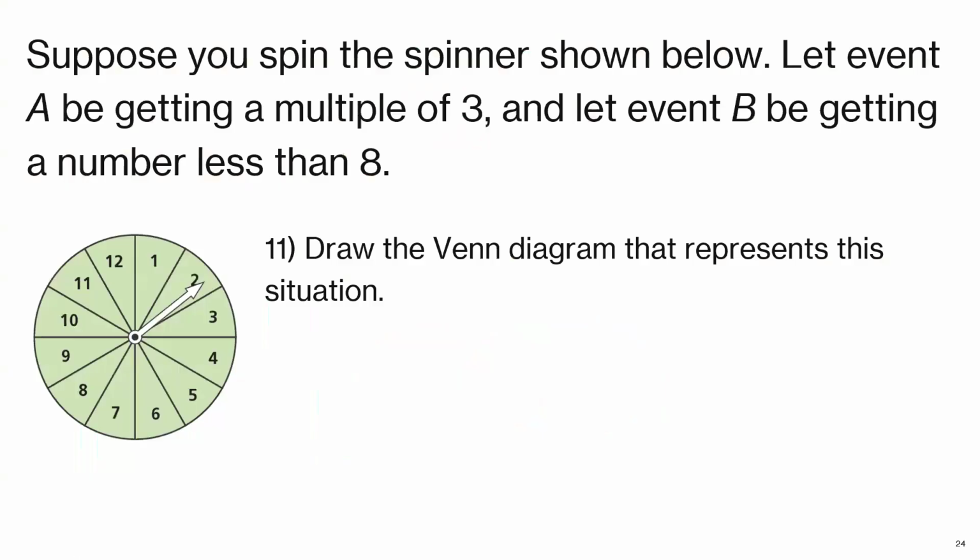So suppose you spin the spinner below, still the 1 through 12 is the same spin as before. Event A is getting a multiple of 3, and event B is getting a number less than 8. So we're going to draw this Venn diagram. A represents all of the multiples of 3. B represents all of the numbers less than 8. Okay? So in this case, A is my multiples of 3. B is my numbers less than 8.